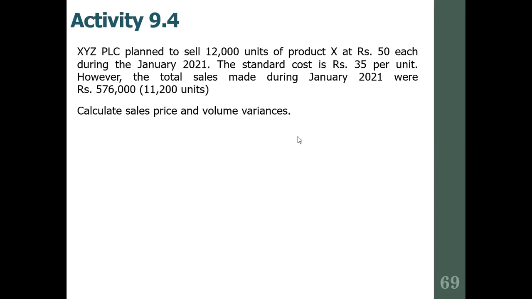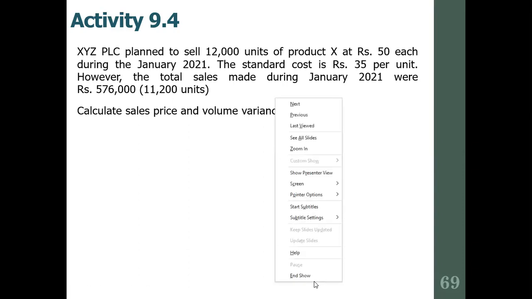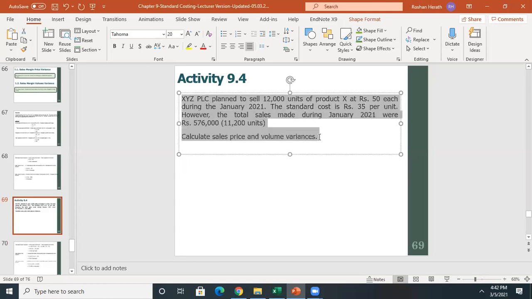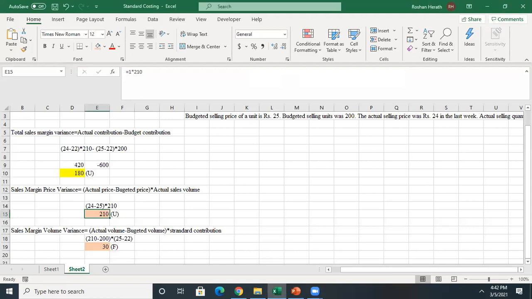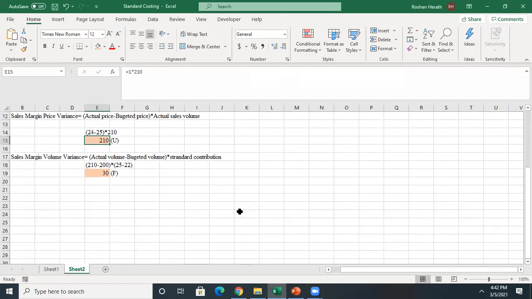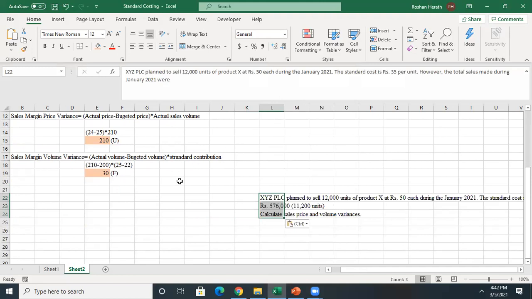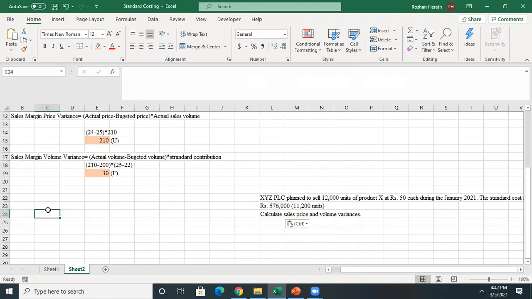Right. Hope you would have attempted that. So can we look at that? Then you would have had the experience of the computation, and probably you would have managed that. Okay. So first, let us calculate the sales price variance.